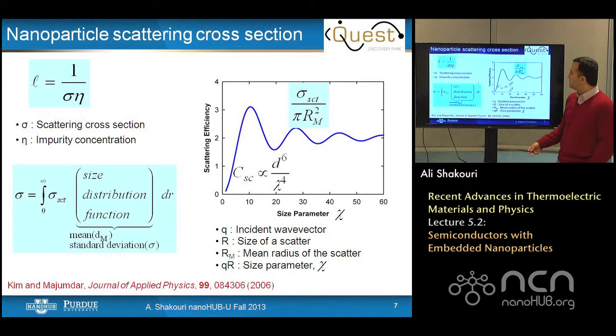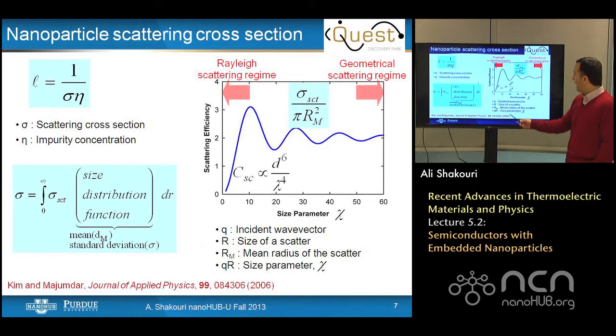Woochul Kim and Arun Majumdar basically developed a new scattering theory. This shows the scattering efficiency versus the size parameter. The size parameter is the incident wave vector times the size of the scatterer. So it's an indication of how big the scatterer is with respect to the incident wave. At small size parameters we have a Rayleigh limit, where scattering scales with wavelength to the power minus four, and the size of the nanoparticle to the sixth, very strong dependence.